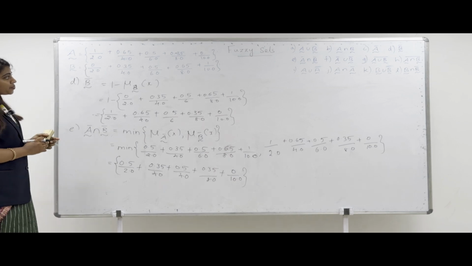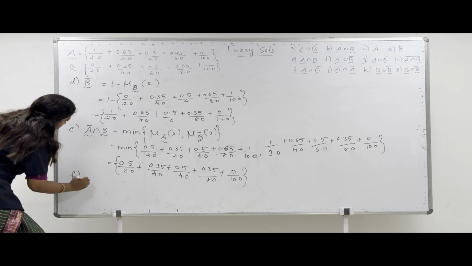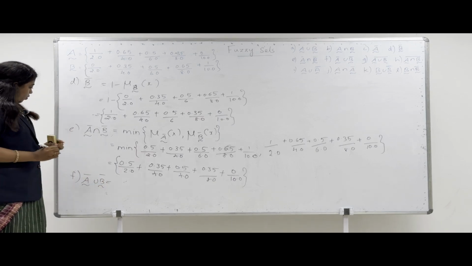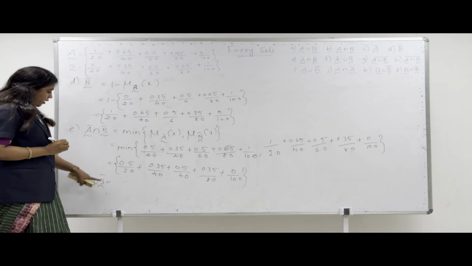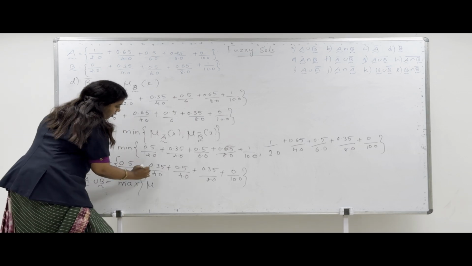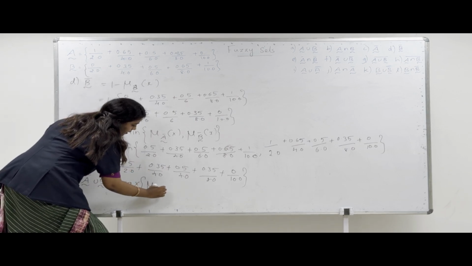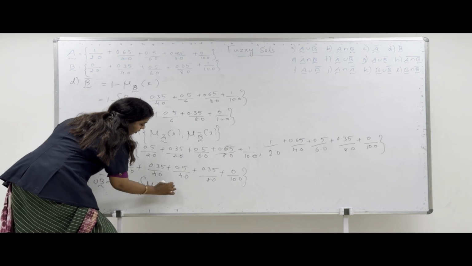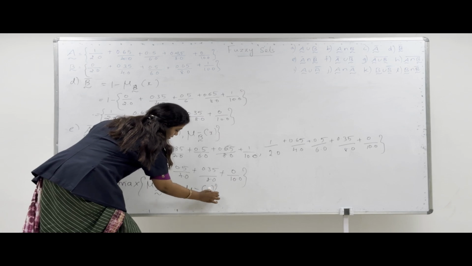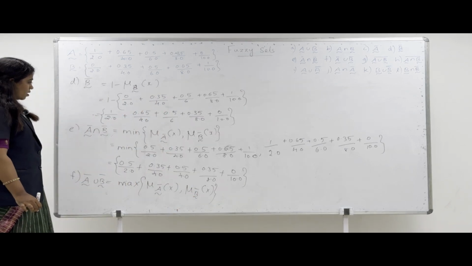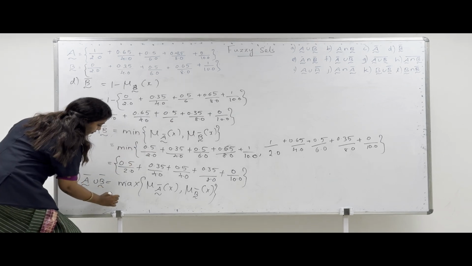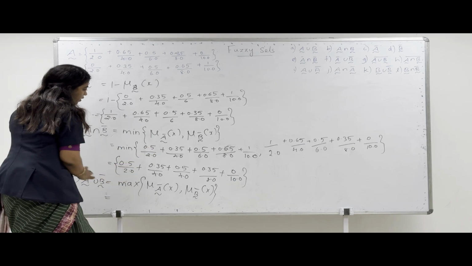The next question is A bar union B bar. So, if there is union, then we have to find max, that is max of membership function, that is A bar of x comma membership B bar of x. So, here we are going to find the max. So, the value will be same for this. So, you can write, so max of this value.